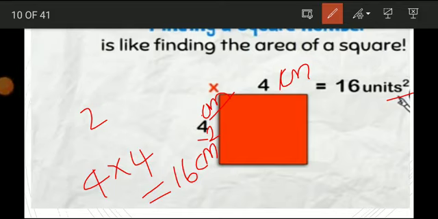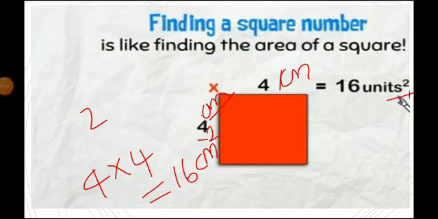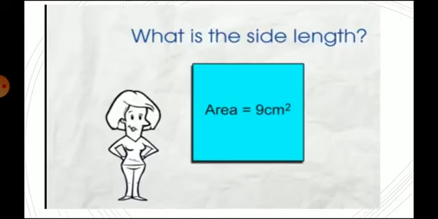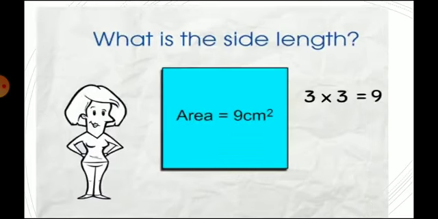Using this method we can find the area for lots of numbers. When you have a square and know its area, you have to work backwards to find the side length. Here, what is the side length? They gave the value of area, that is 9 centimeters square, so we want to find the value of the side. In the previous sum they gave the value of the side and we found the area of the square, but here they gave the area, and we want to find the side length. It is very simple to find.